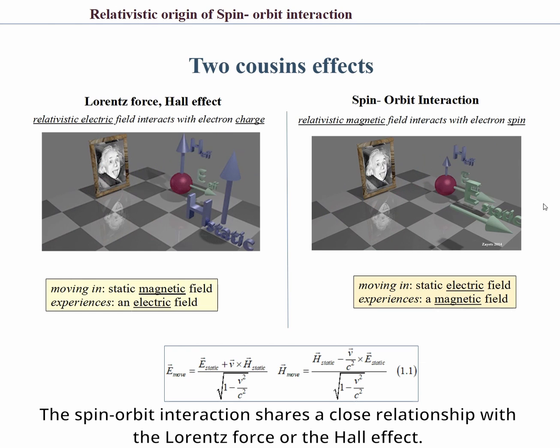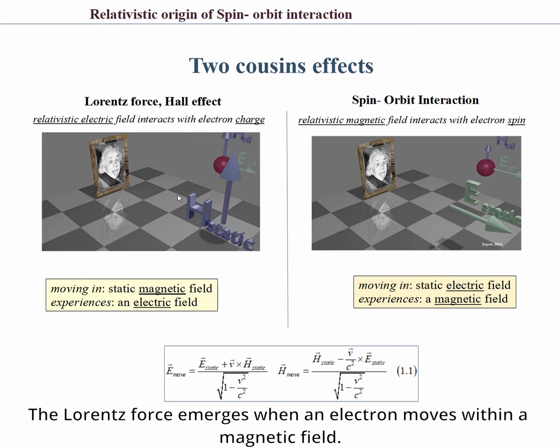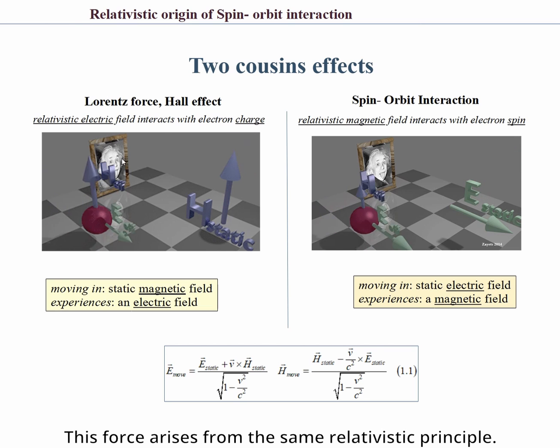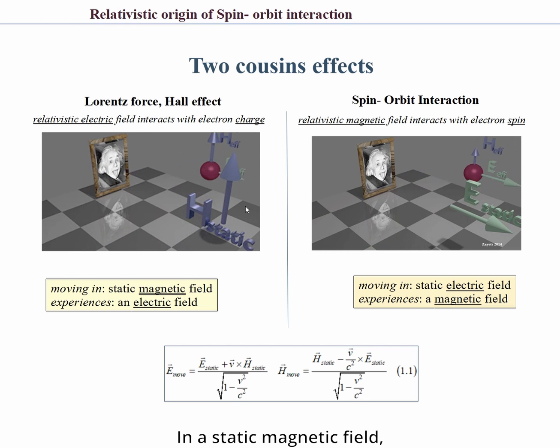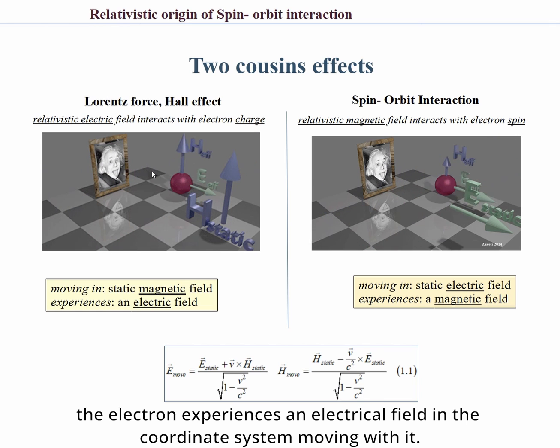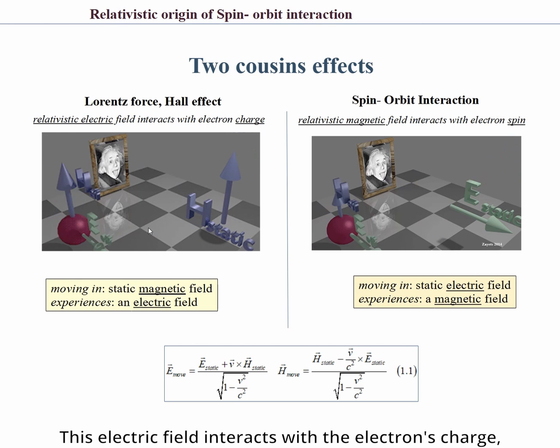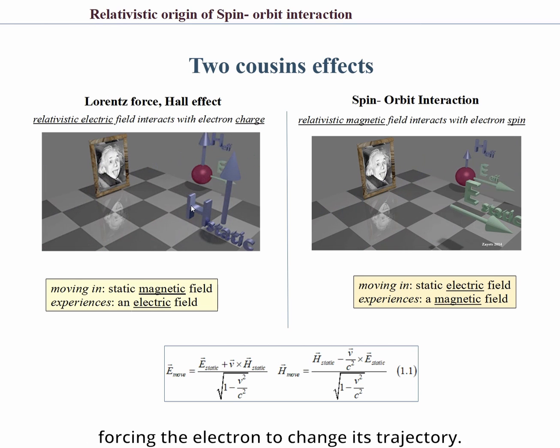The spin-orbit interaction shares a close relationship with the Lorentz force or Hall effect. The Lorentz force emerges when an electron moves within a magnetic field. This force arises from the same relativistic principle. In a static magnetic field, shown here, the electron experiences an electrical field in the coordinate system moving with it. This electrical field, shown here, interacts with the electron charge, forcing the electron to change its trajectory.